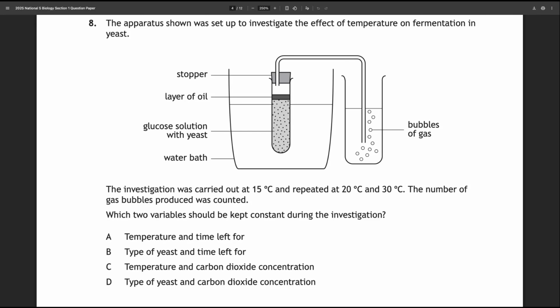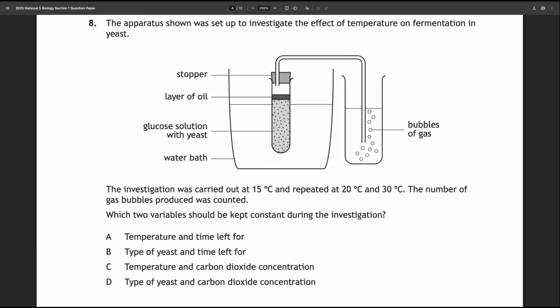Now, it tells us in the description that the investigation was carried out at 3 different temperatures. So therefore, it doesn't make sense that temperature should be kept constant during the investigation. And because of that, we can rule out A and C. The type of yeast, that makes sense. We would want to keep the same type of yeast because different yeast will undergo fermentation at different rates.